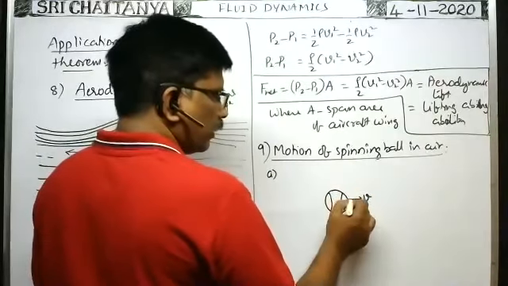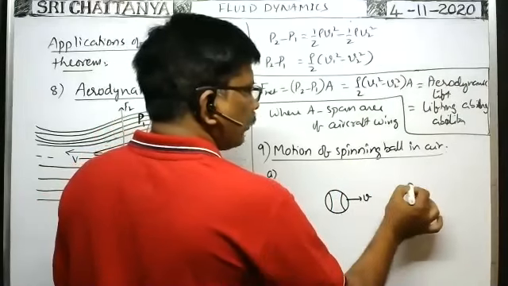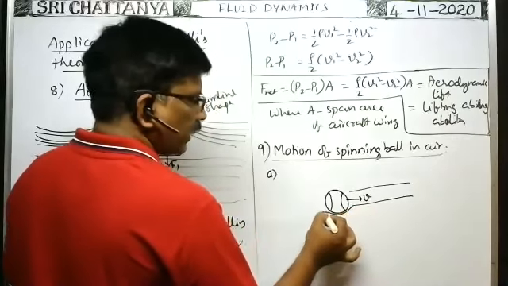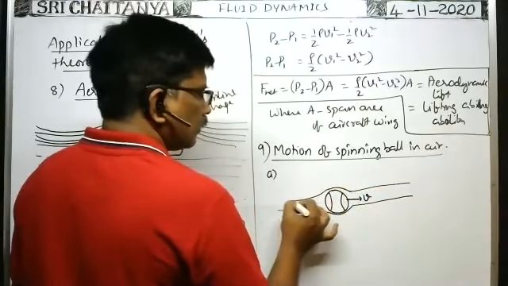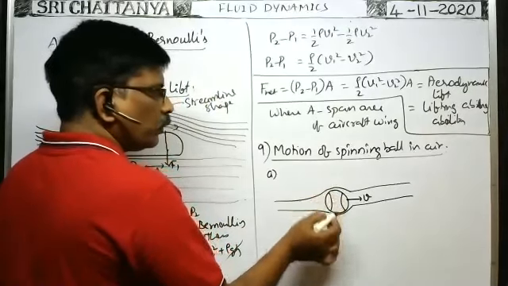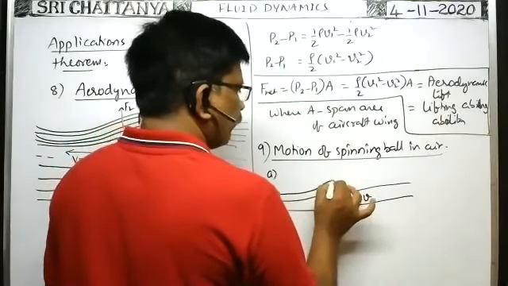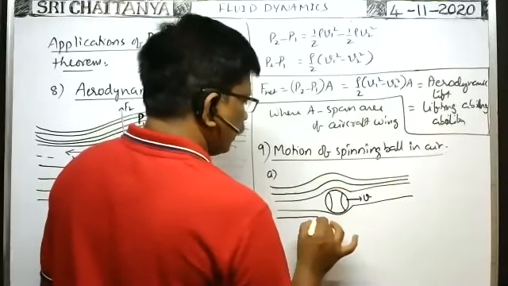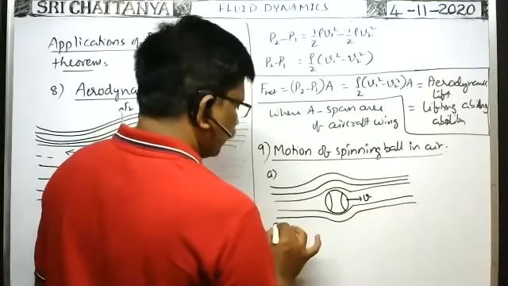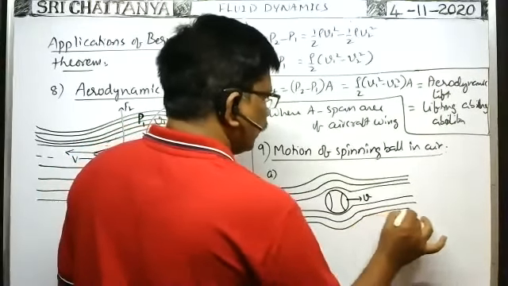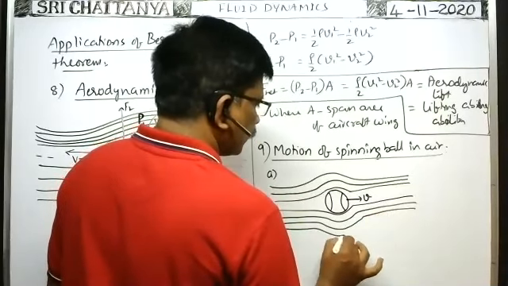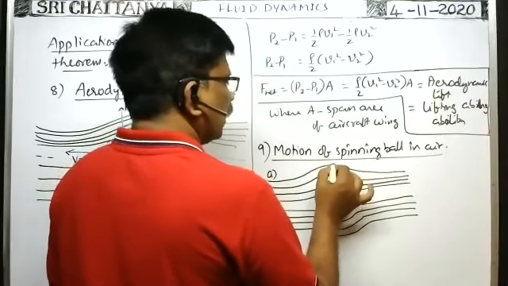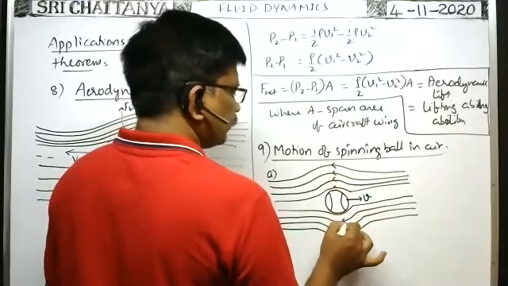Because of the shape of the ball, when air particles reach the ball, they immediately change their direction of motion like this and travel like this. As the shape of the ball above and below is the same, the velocity of the air particles is the same above and below the surface of the ball. That's why the streamlines are equidistant at the top and bottom. Streamlines are the paths along which the air particles travel. They are called streamlines. So above and below the ball, the velocity of the air particles is the same.